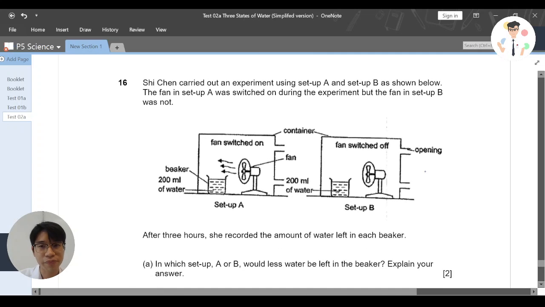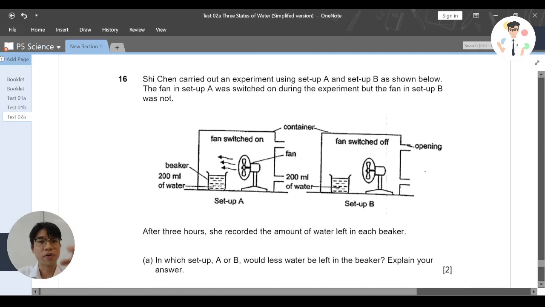Question 16. If you are tired, you can pause the video and rest for a while, okay? So, question 16. Shi Chen carried out an experiment using setup A and B as shown below. Fan in setup A was switched on during the experiment, but fan in setup B was not. Now, fan switched on, fan not switched on. And you notice that in setup A and B, there is water. Can you see the word water here?